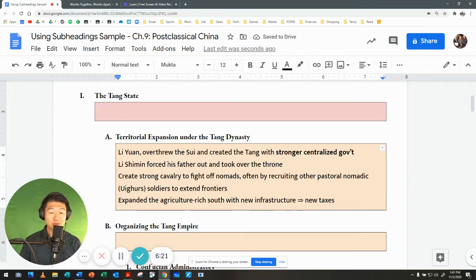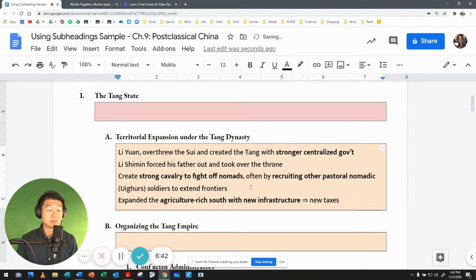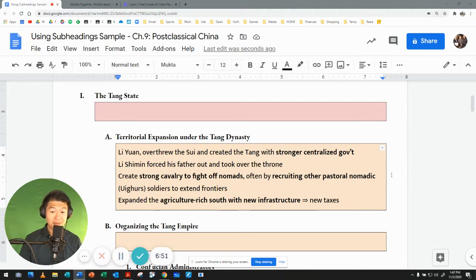Definitely. Now, Li Shimin forcing his father out, maybe it's kind of a nice little fact for us, but it might not necessarily be all that important. But what is important for a territorial expansion is a strong cavalry used to fighting nomads, the recruitment of past nomadic groups to extend the frontiers, and then using new infrastructure to get people to move south as a means to generate tax revenue. So all of this together here, you now want to formulate a sentence summary to come out of this.